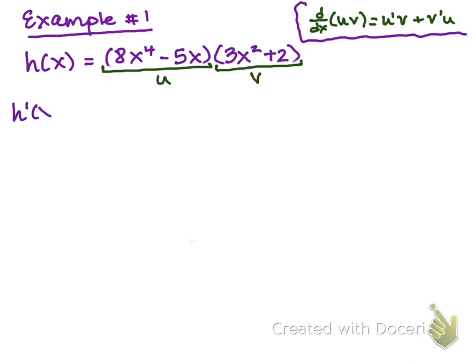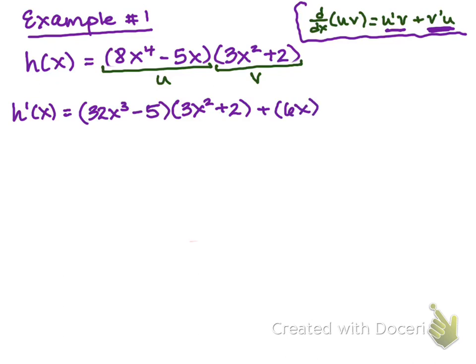So h prime of x, the derivative of h of x, equals, so my formula says u prime v. The derivative of u is 32x cubed minus 5 times v, exactly as it's written. I'm not going to do anything to the v. 3x squared plus 2. Plus, now I'm on to the second part of my formula, v prime u. The derivative of v is 6x plus 0, because the derivative of 2 is 0, times u exactly as it's written, 8x to the fourth minus 5x.